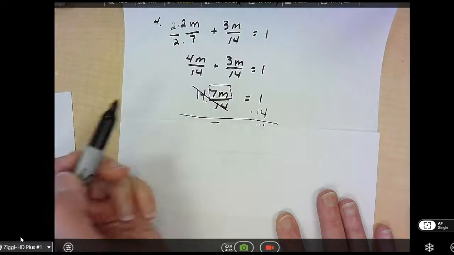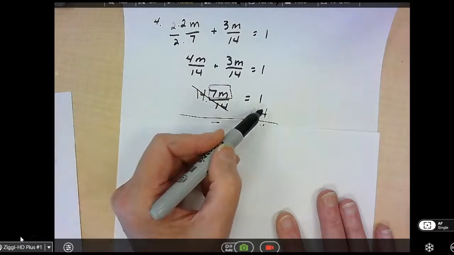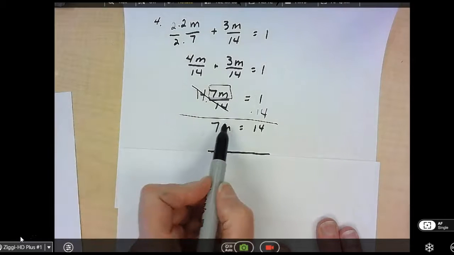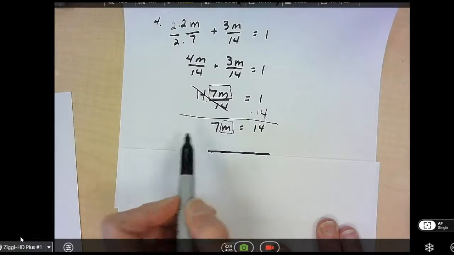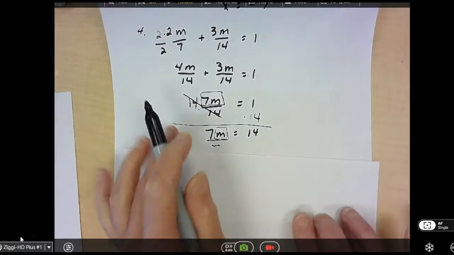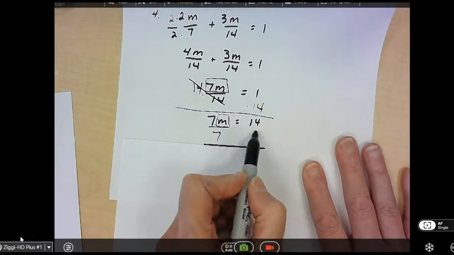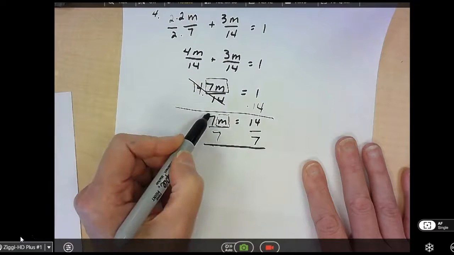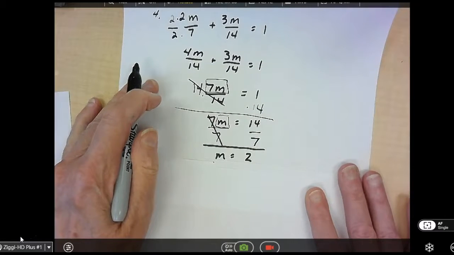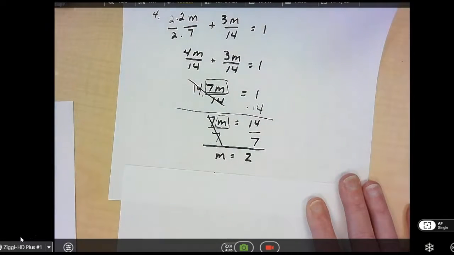So 14 over 14 leaves me with 7m. 14 times 1 is just 14. And now I want to isolate the variable. 7 times m equals 14. Divide by 7. So now 7 over 7 is 1m. 14 divided by 7 is 2. So m equals 2. And we have solved that problem.